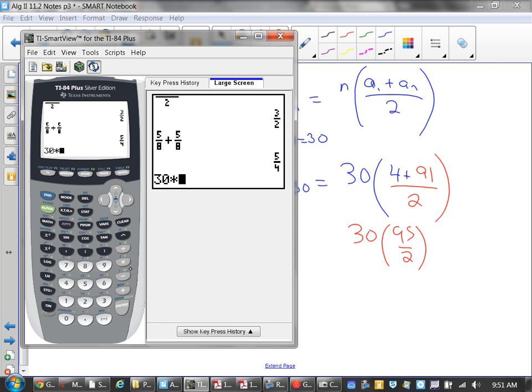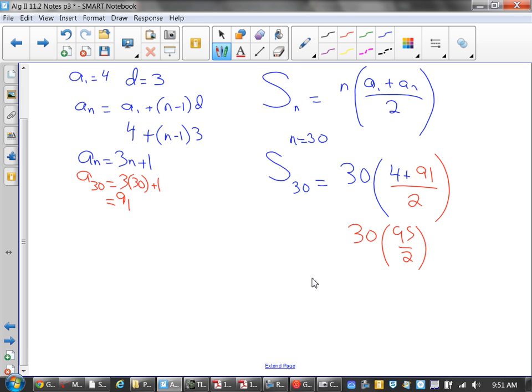So the sum of 30 of these would equal 1,425. Okay? It's not bad, is it? Do you see how you're blending between the two formulas to get to that point using the arithmetic stuff? Yeah. Okay.